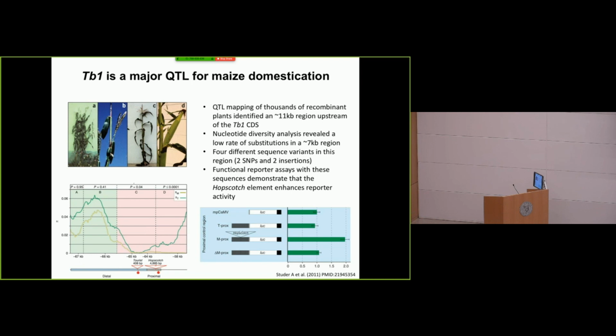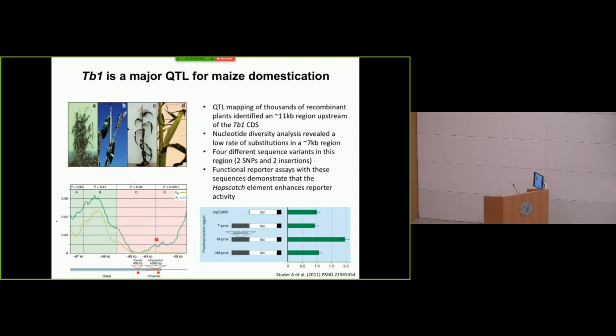So here's one of them that was very real. This is the TB1 QTL in maize, and it's important because it's one of these major QTL that leads from this bushy phenotype to a more upright stature. So it's important for inflorescence architecture. Many people, including a lot of work led by John Doebley's group, through brute force fine mapping, identified about an 11 kb region that was 70 kb away from the TB1 coding sequence. So it was a bona fide distal regulatory element that was cloned through this brute force mapping.